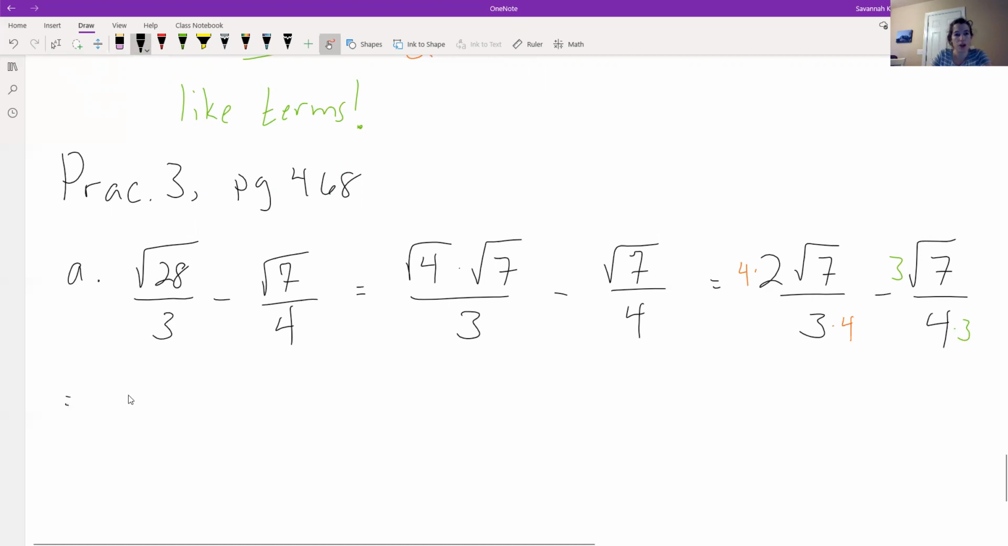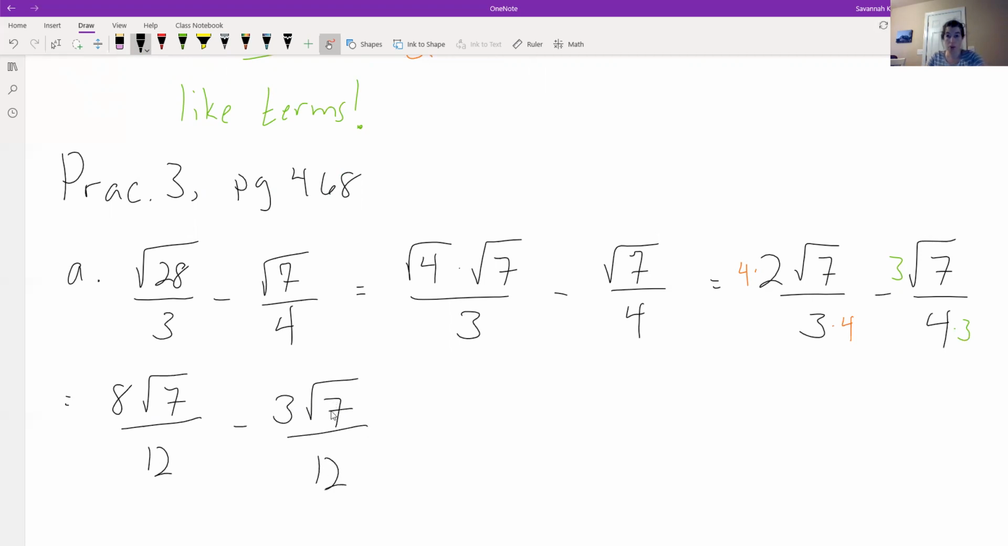Okay, so I've got 8 square roots of 7 over 12, minus 3 square roots of 7 over 12. And now I'm good to go. I happen to be lucky enough to get like radicals. And now common denominators give me like terms. So 8 minus 3 is going to give me a 5. And then everything else stays the same. Like that.